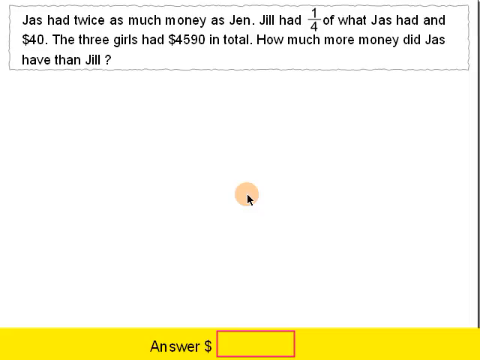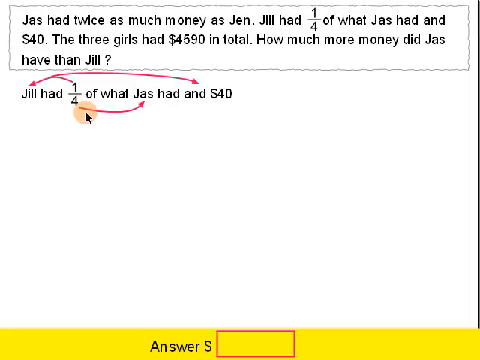Okay, from the question you can see a fraction of 1/4 given here. Usually when you see a fraction, this is a fraction type of problem, so we're going to start drawing a model using the fractions. The whole fraction statement says Jill had 1/4 of what Jess had and $40. Looking at the denominator 4 here, it refers to Jess. That means we're going to draw Jess's model to be 4 units.